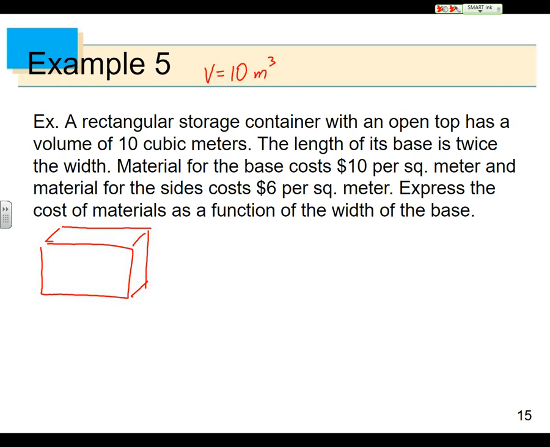And the length of the base is twice the width. The material for the base is $10 per square meter. The material for the sides costs $6, so the base is going to be a little bit thicker. Express the cost of materials as a function of the width of the base. So I only want the cost in terms of the width.